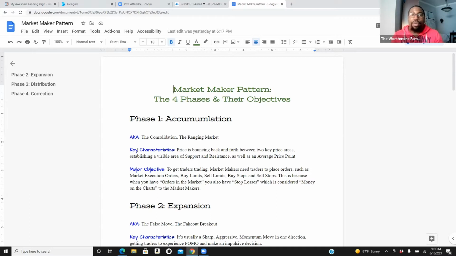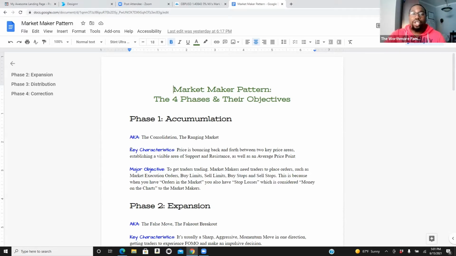Here's the objective of it from the market maker standpoint. The market makers want to get traders trading, right? Because market makers need traders to place orders, such as market execution orders at certain places, buy limits, sell limits, buy stops, sell stops. And the reason is because when there are orders in the market, that also means there are stop losses in the market. That's considered money on the charts to the market makers, okay? So I want to show you how traders actually will see these areas and get lazy, and the market makers use that to their advantage, okay?